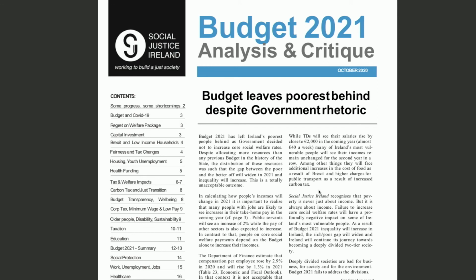So moving along, we now want to take a look at our overall response to the budget, which you'll find on pages 1 and 2. If we were to put it all in a single sentence and summarize the most important conclusion that we have, it's in our headline on page 1, that budget 2021 leaves the poorest behind despite government rhetoric to the contrary. There's been a lot of talk by government in the programme for government and subsequently in the build-up to the budget that this would be a socially progressive budget, that there would be nobody left behind. But in reality, the decision not to increase core social welfare rates means, in effect, that the poorest people will in fact be left behind. The gap between the poorest and the rest of society will widen in 2021 as a result of this.